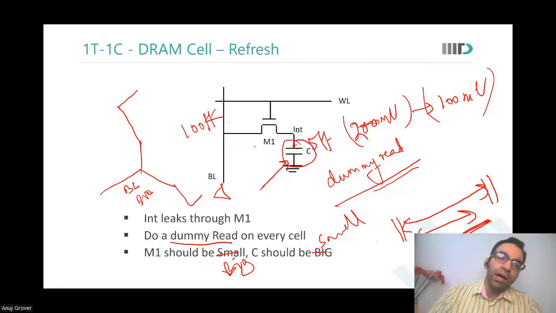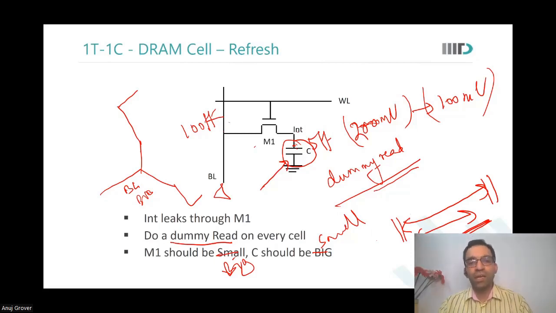And then you activate the sense amplifier. What happens? The bit line goes to 0, and as a consequence, even INT goes to 0. So you were reading a 0. When you initially connected the bit line, the internal node also rose to VDD/2 minus delta, because of charge sharing.